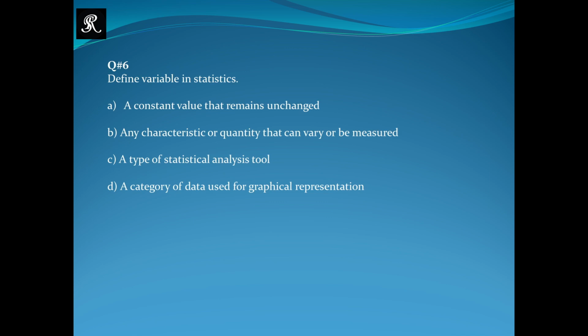Define variable in statistics. A constant value that remains unchanged, any characteristic or quantity that can vary or be measured, a type of statistical analysis tool, a category of data used for graphical representation. And the right option is option B.